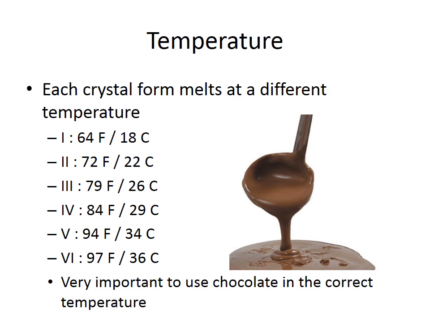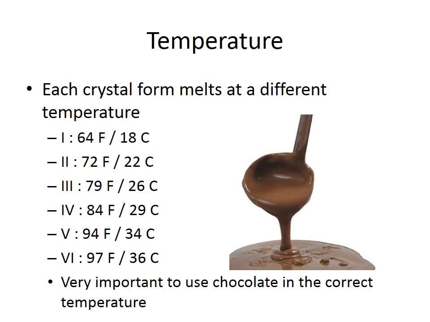So when we look at the temperature part, each crystal melts at a different temperature. So form 1 crystals melt at 64 degrees Fahrenheit. So we really don't have to worry about those too much. Form 2 crystals melt out at 72 degrees Fahrenheit. Form 3 at 79, Form 4 at 84, Form 5 at 94, and Form 6 at 97.